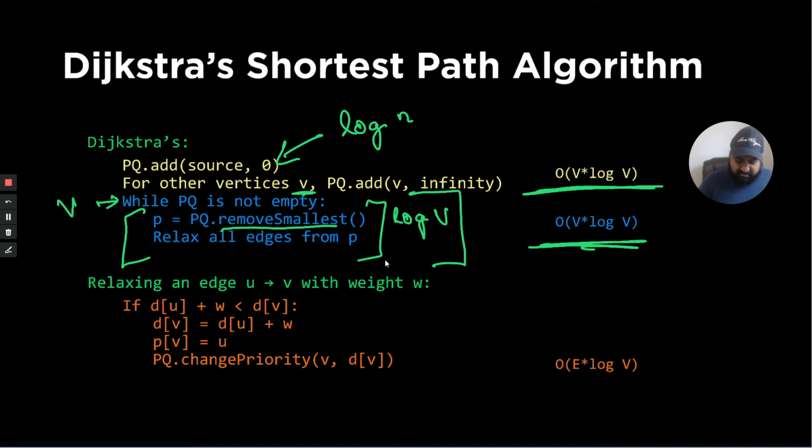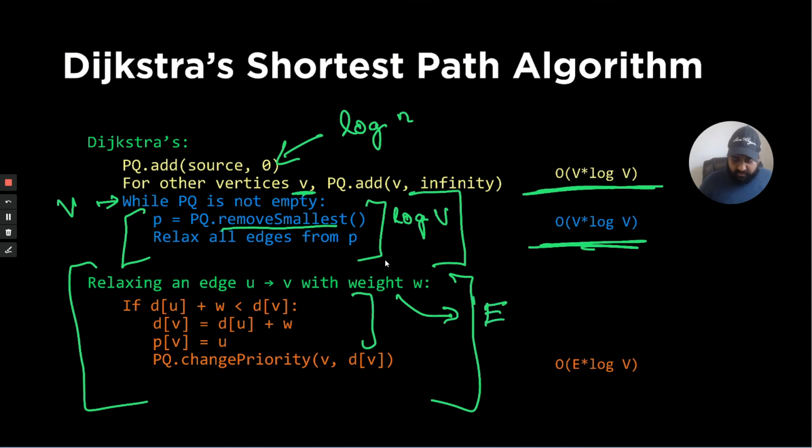The next part is we are going to relax all edges from this vertex. So this edge operation is going to relax the edges, for each edge exactly once in the graph. There's supposed to be a proof behind it. So for each directed edge, it's going to just relax once. So we are repeating all these lines of code e times, where e is the number of edges.